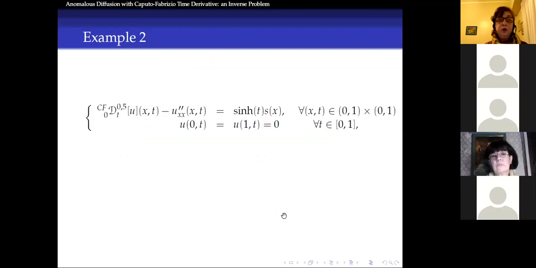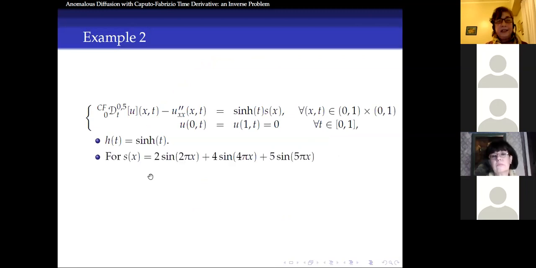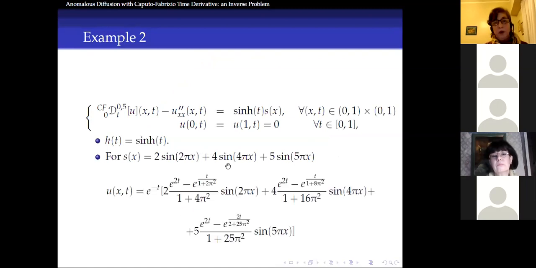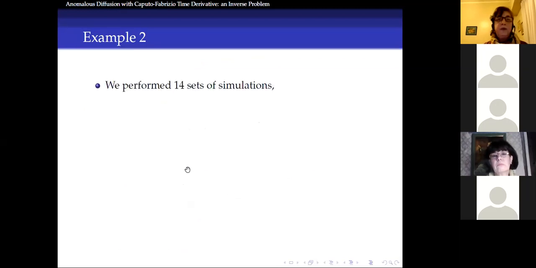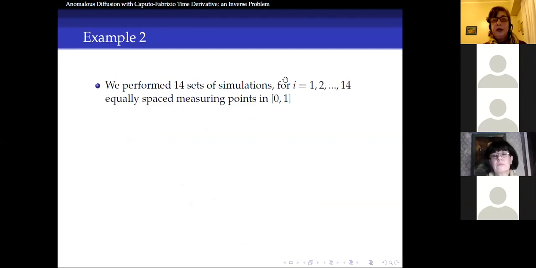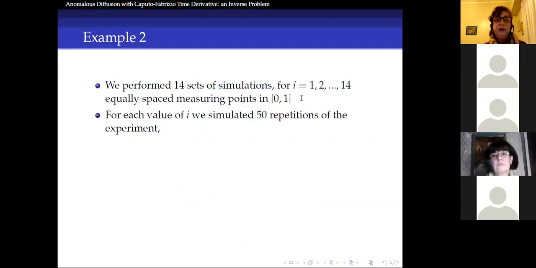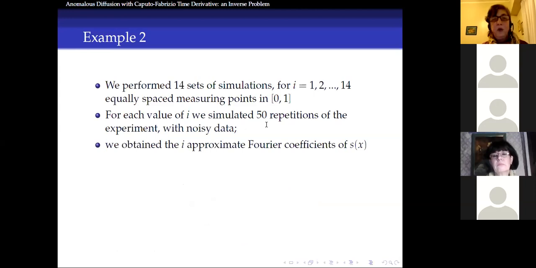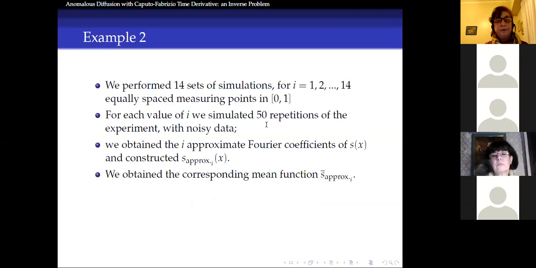In example two, H was this function, and S had three frequencies. This is the exact concentration. We performed 14 sets of simulations. For each simulation, we performed 50 repetitions of the experiment with noisy data, and we obtained the coefficients and constructed the approximation of the source.